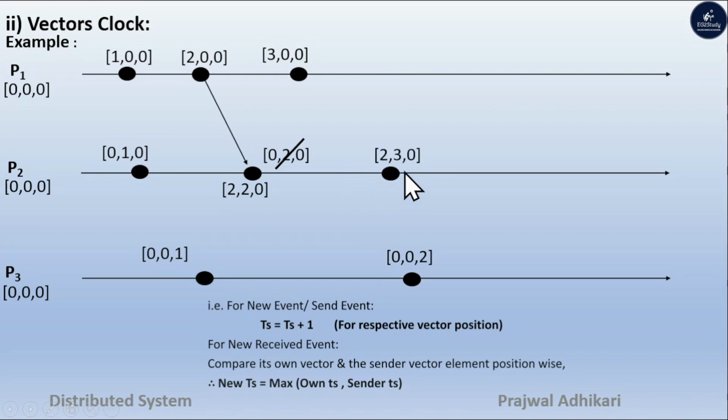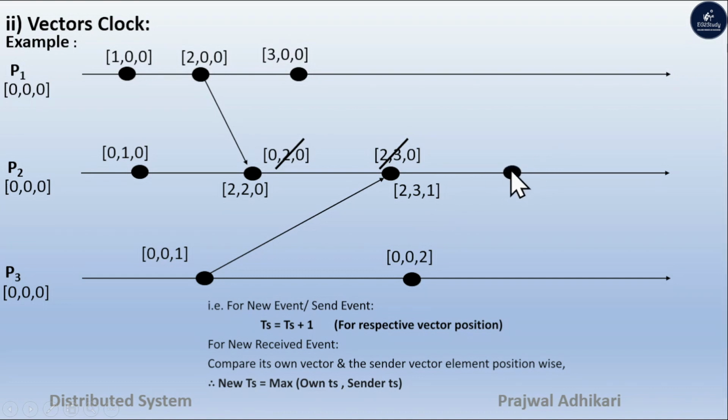Now in this event, this is the new timestamp, so from this it will be incremented to 2, and this 2 is incremented to 3 and 0. Now the message is received by P2 from P3. So we have to again make the new timestamp by comparing this timestamp and the timestamp of P3, this one. This is the maximum timestamp between these 2 events. Here 2 is maximum between 2 and 0, and 3 is maximum between 3 and 0, and 1 is maximum between 0 and 1. So the new timestamp will be 2, 3, 1.